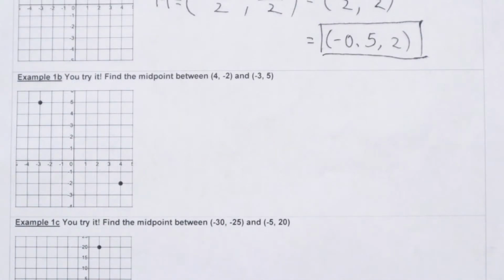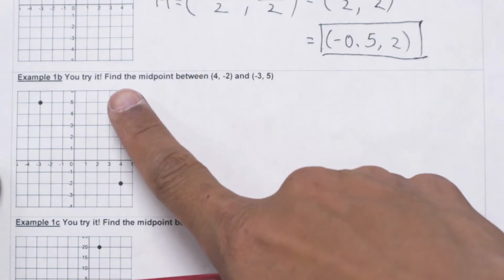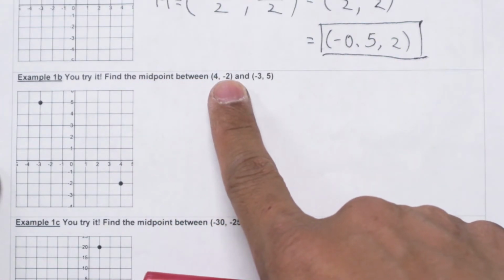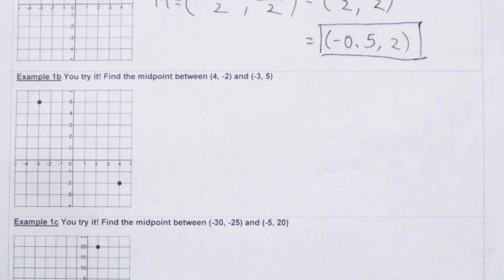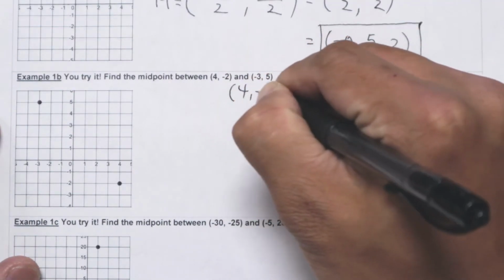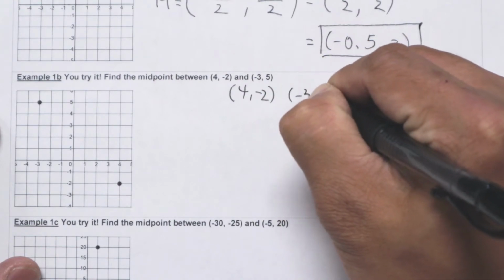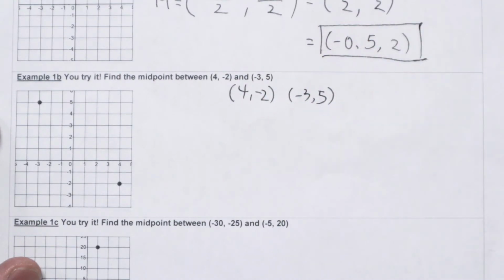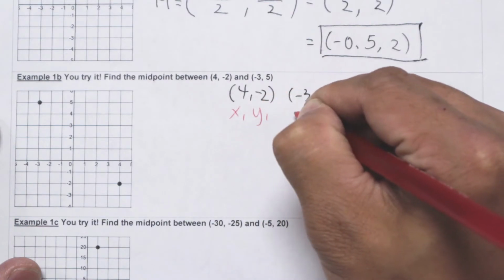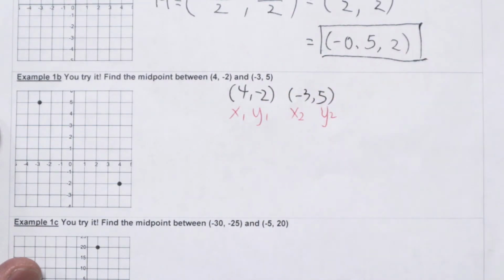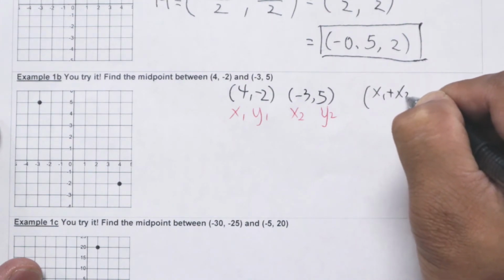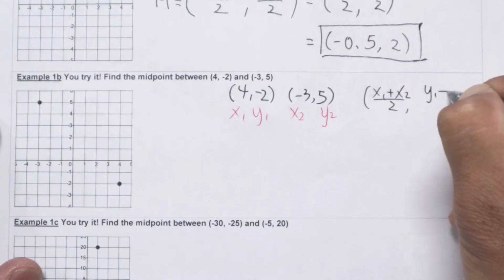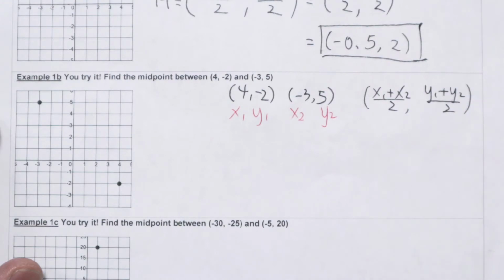Let's try another one. In example 1b, same thing, you're going to find the midpoint between 4, -2 and -3, 5. We first need to write out the formula as well as label the ordered pairs as x sub 1, y sub 1 and x sub 2, y sub 2, like this. Then the formula says, remember, you add the x's divided by 2, and you add the y's divided by 2 to find the midpoint.